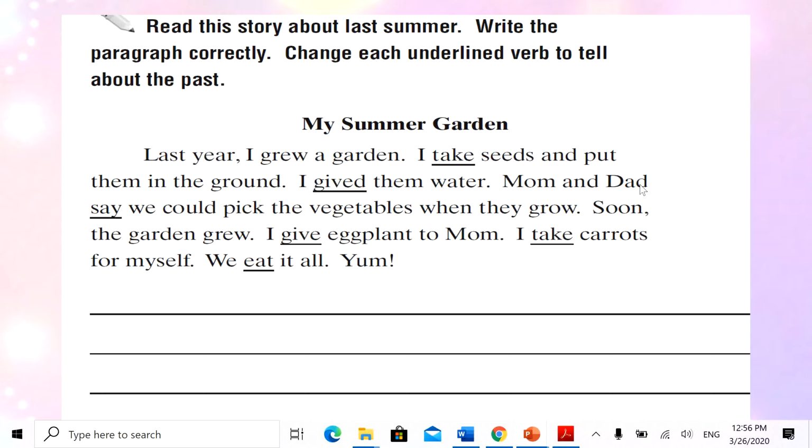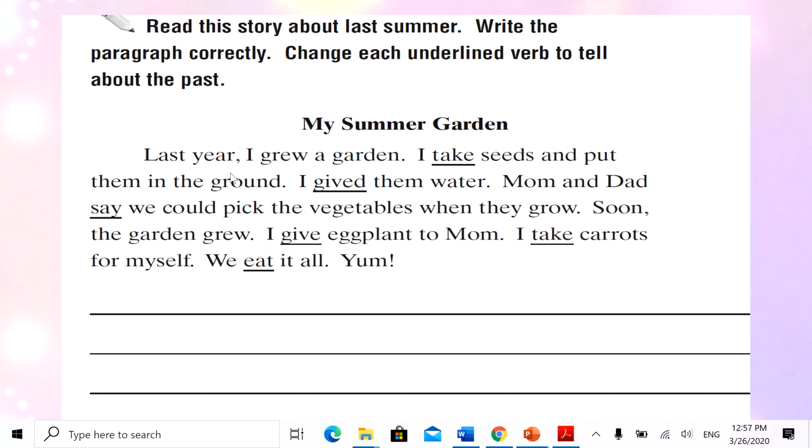We will fix them orally first. You can cross out and write above it the correct form. And then you gotta rewrite the paragraph on these lines correctly. And take care of this indentation. Don't forget it. Let's start. My summer garden. Read after me, please.